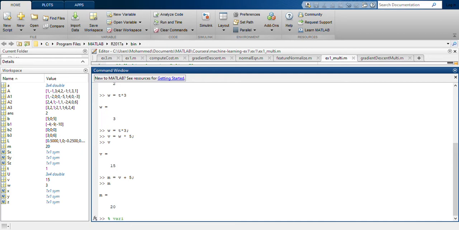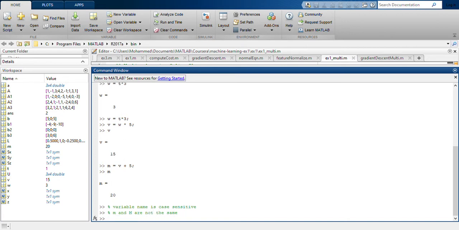Variable name is case sensitive. What do we mean by that? If we say the variable name is case sensitive, it means small m is not the same as capital M, right? So m and capital M are not the same. They are two different things, okay?